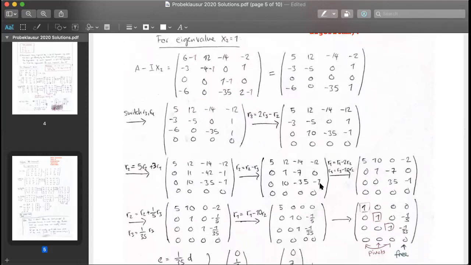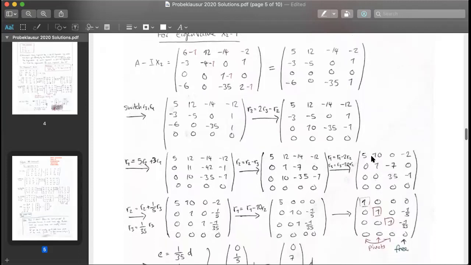So I use this 1 to clean out the 10 below, and I also use this 1 to clean out the row above, because it happens to be that I can. So the new row 3 is going to be this row 3 minus 10 row 2, sorry. And that's going to give me this row. And for the new row 1, I'm using this -7 to clean out the -14. And that's going to give me this 0 over here.